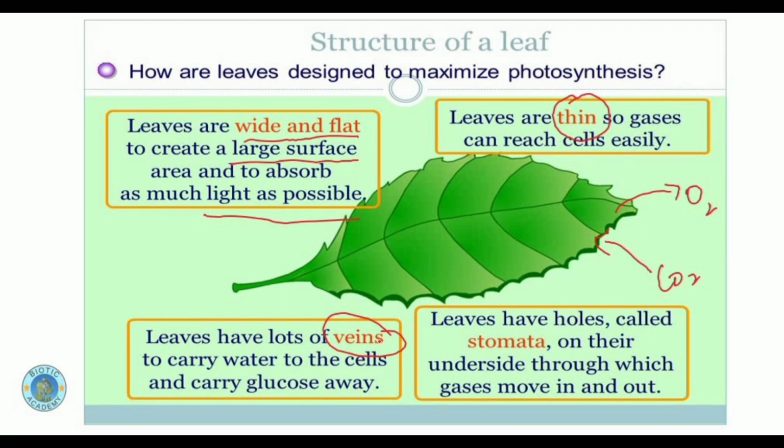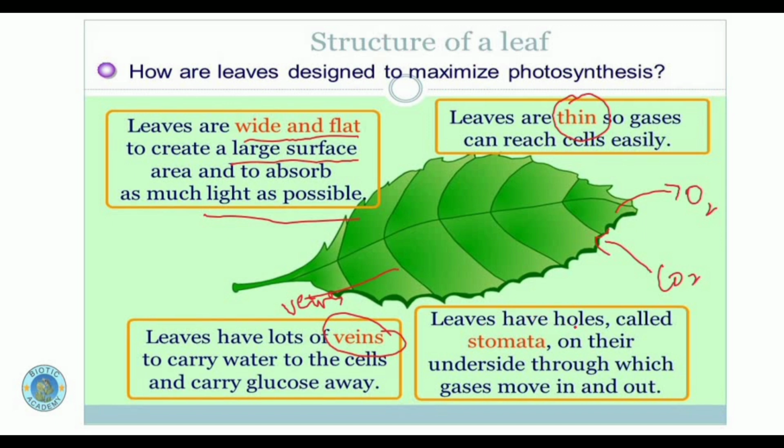And phloem is also present in these veins. I've told you that these veins basically have xylem and phloem. Xylem, as you know, has the job of transferring water and minerals to the whole plant body, and phloem's job is to take glucose away from the leaf and distribute it to all parts of the plant body. So many veins are there. You can see these veins here. So they have many veins which help them to perform their processes efficiently.